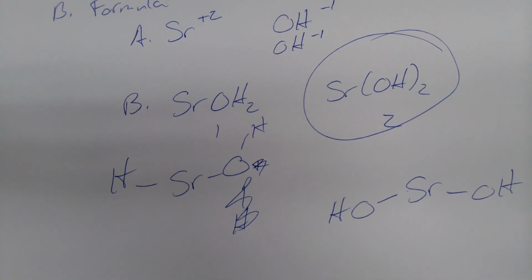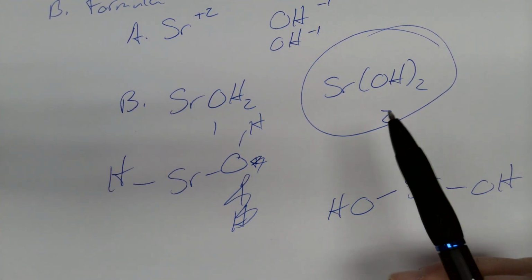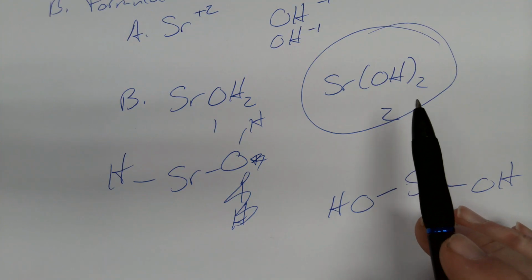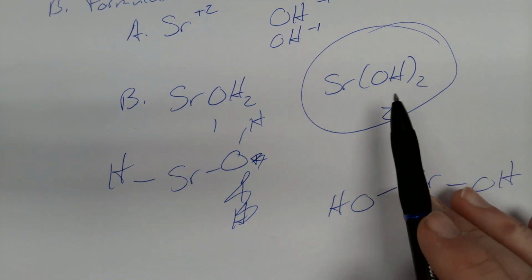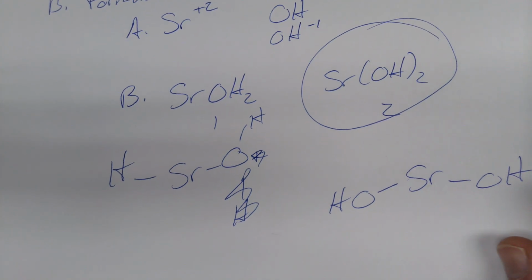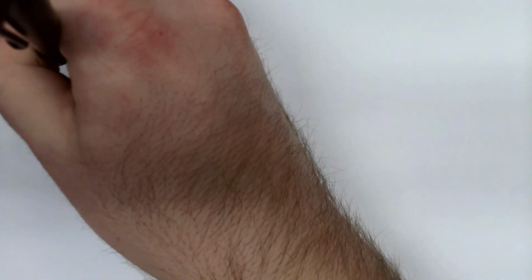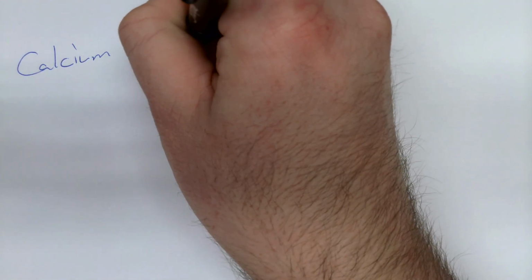If I'm looking structure-wise, that's why we have to be careful when we have multiple polyatomic ions. We've got to make sure we have parentheses. But if I only have one anion, I don't need parentheses. So if I'm looking at the second example, calcium carbonate.